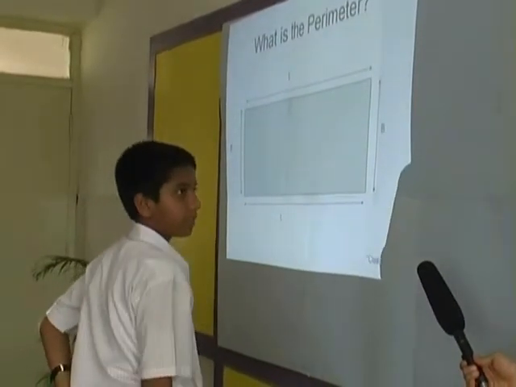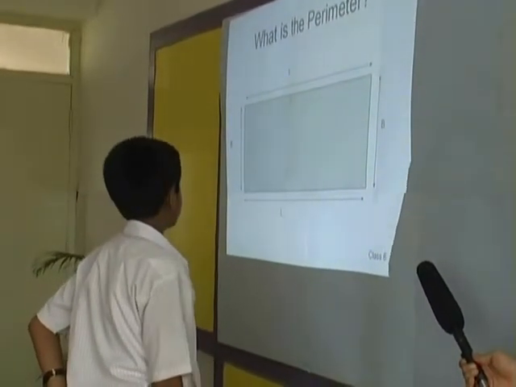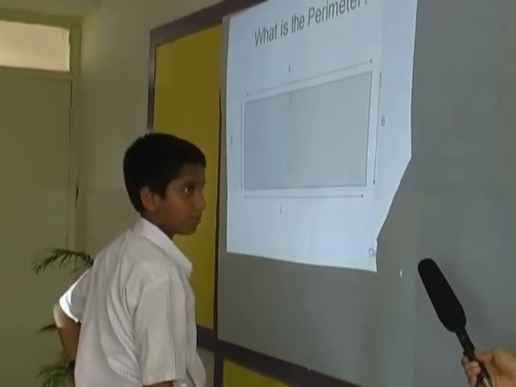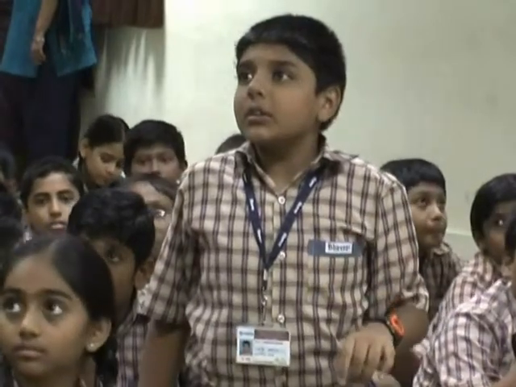Okay, so what will the perimeter be here? L into B into L into B. First we have to add it, then multiply it. So what will you do first? All three you'll add? Yes, then multiply it by 3.